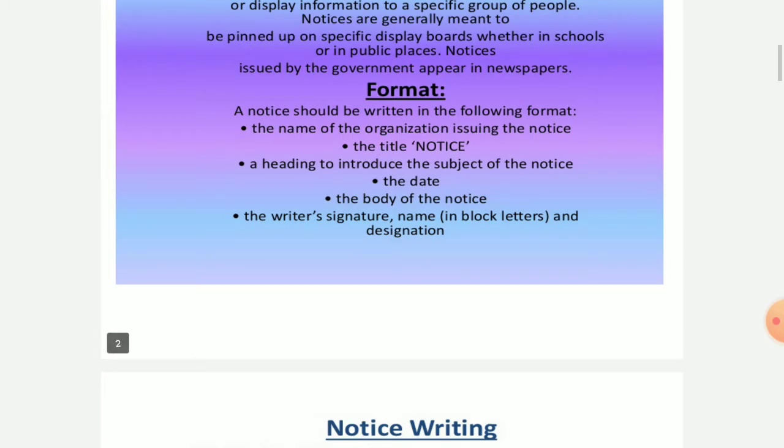So I repeat once again, in the format part, dear students, you should note very properly: the name of the organization issuing the notice has to be written. The title should be in caps, NOTICE. A heading should be there to introduce the subject of the notice. The date and the body of the notice should be there. The writer's signature, name, if possible only in block letters, and obviously designation has to be mentioned properly.